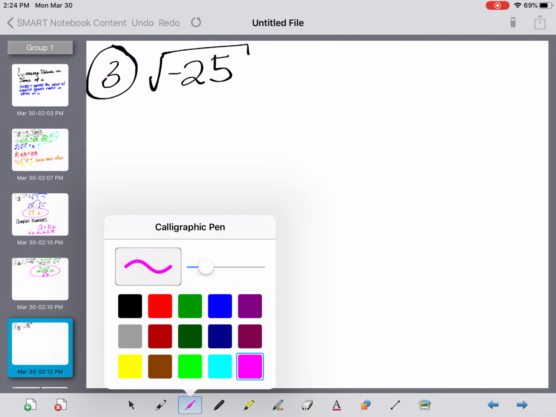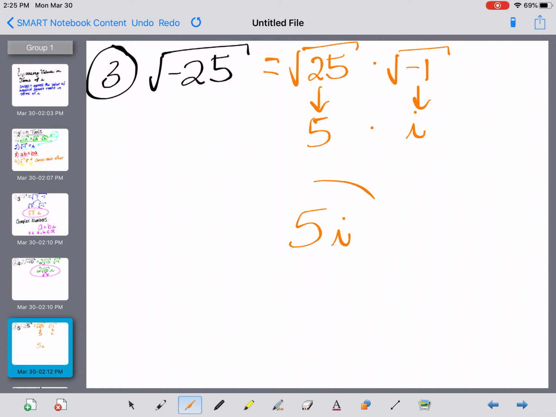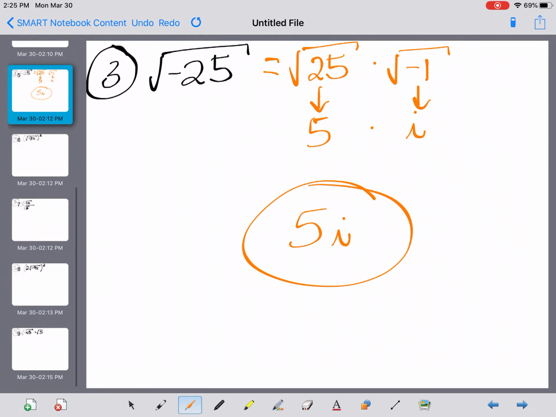And in example number 3, we have the square root of a negative perfect square. That should be easy enough. We're going to do the same thing we've been doing, which is split up our square root into the square root of that positive number times the square root of negative 1. We know that the square root of negative 1 is i. Do we know the square root of 25? I sure hope so. It's 5. So we get our answer of 5 times i, or just 5i. And yeah, we always do make our i cursive. I don't know why, but we do.